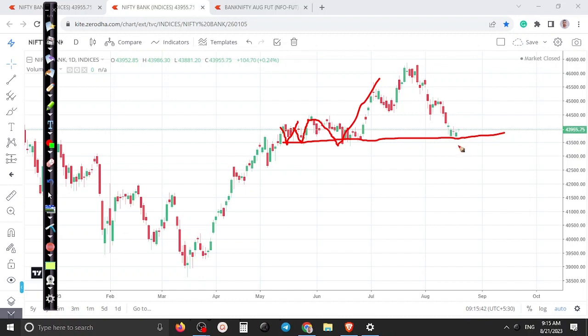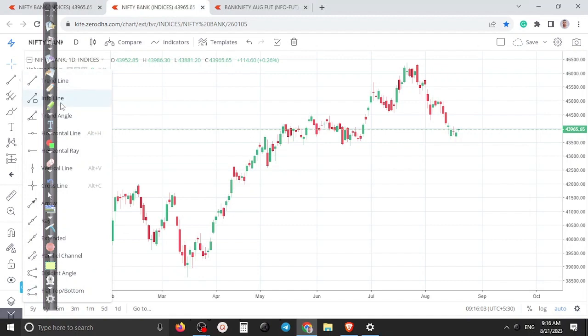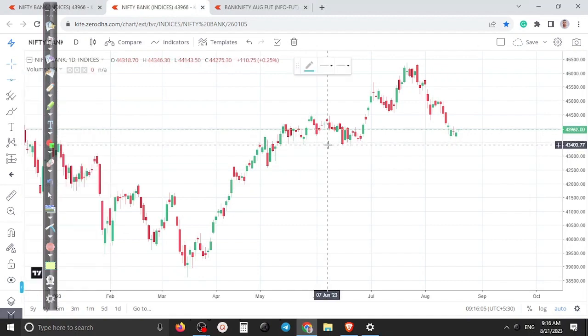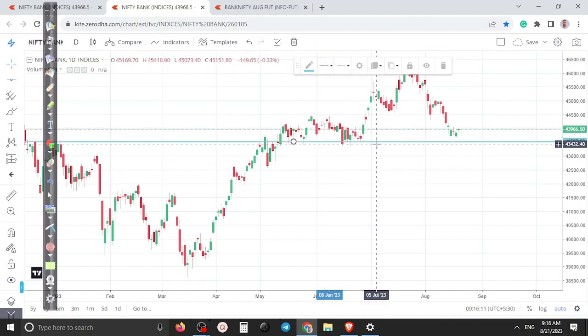Okay, but we don't enter here blindly. We don't turn buyer. So why am I not looking for a buy? We need a confirmation. Okay, let me show it in the spot chart. Let me draw a horizontal line here also. This is the most important line for me, because basically I'm looking for a buy above this level.